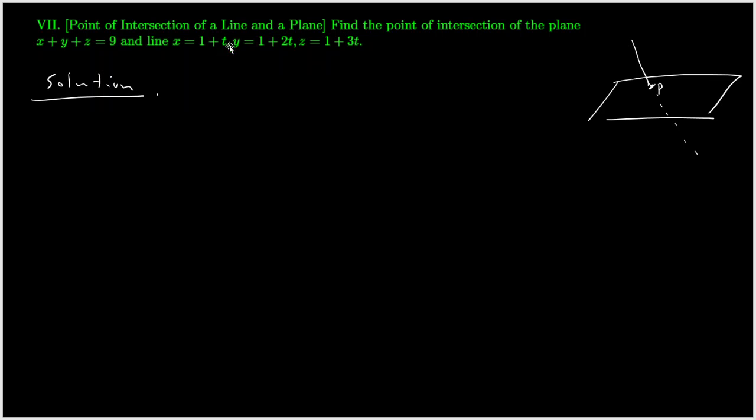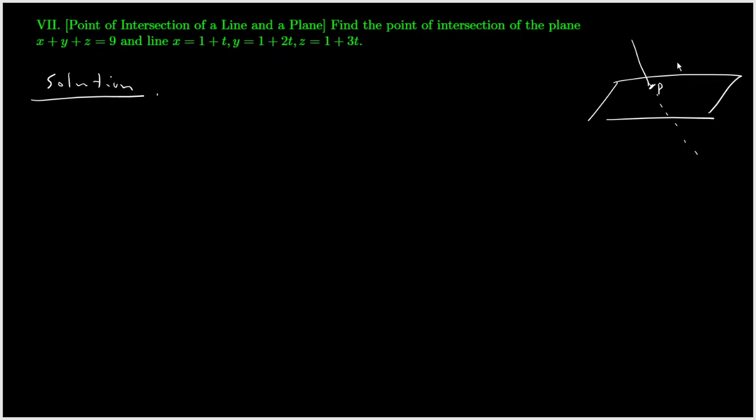We plug x in terms of t, y in terms of t, z in terms of t from the equations of the line into the equation of the plane. You are going to have an equation of t. We solve the equation for t, okay? And then we can get the point. I will show you what I mean.